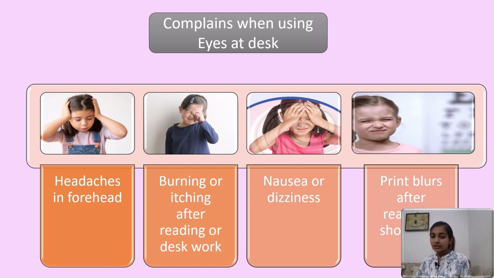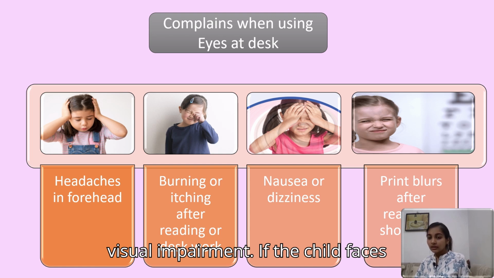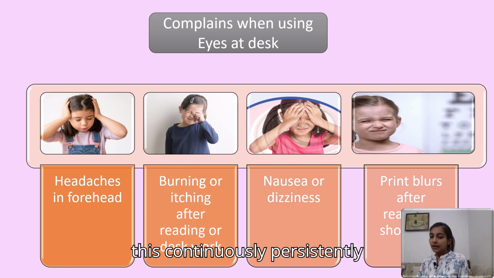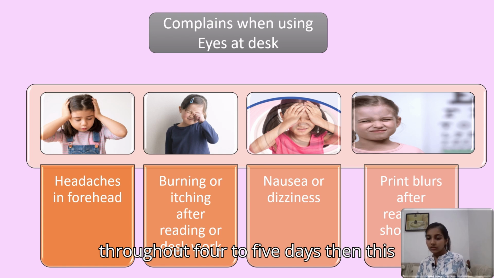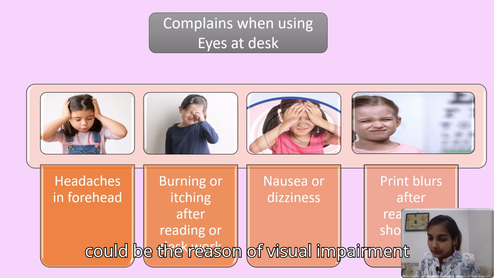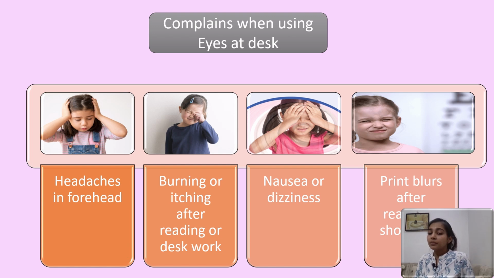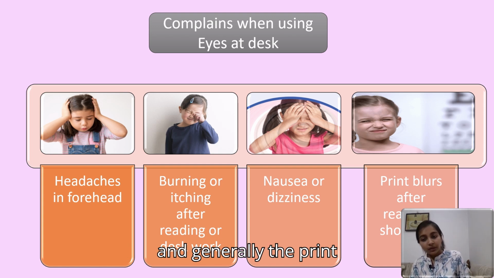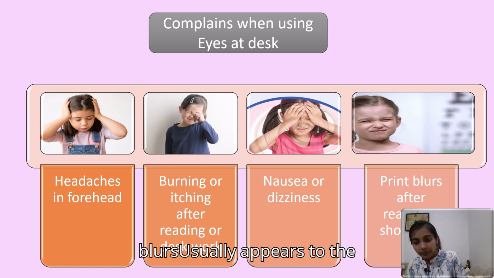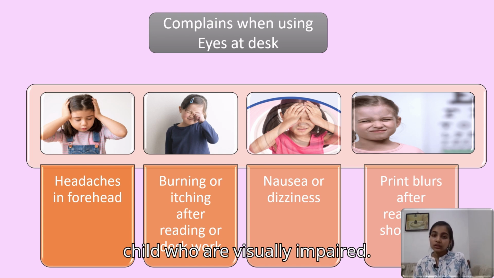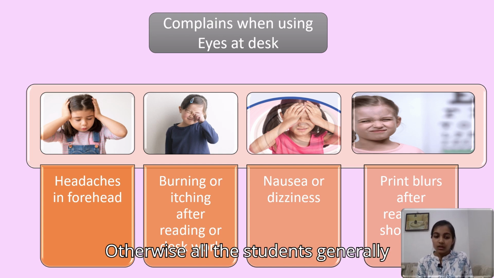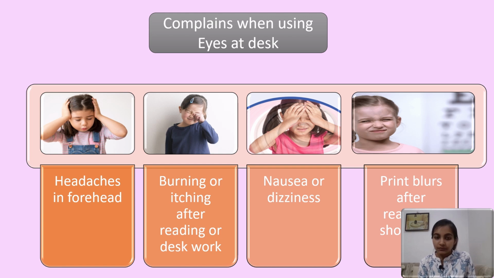If the child faces this continuously, persistently throughout 4 to 5 days, then this could be a reason of visual impairment. And generally, the print blurs usually appear to the child who is visually impaired. Otherwise, all the students generally can read and write clearly.